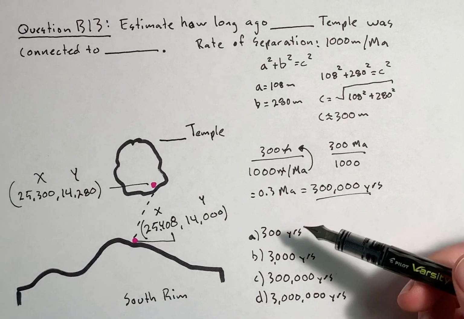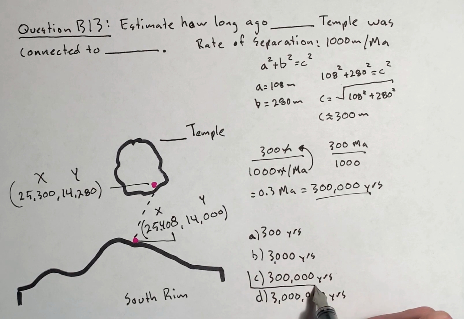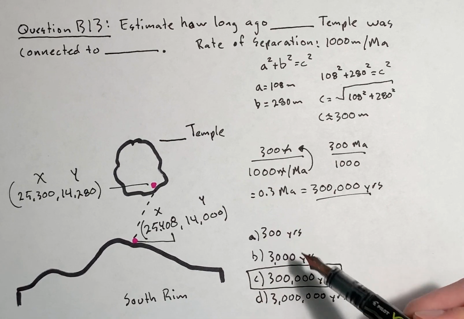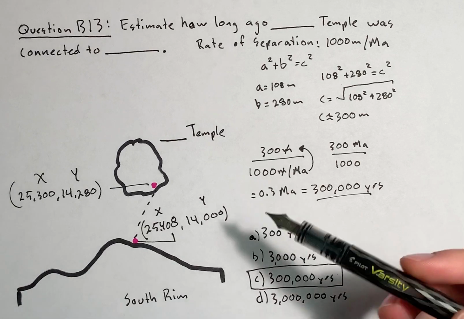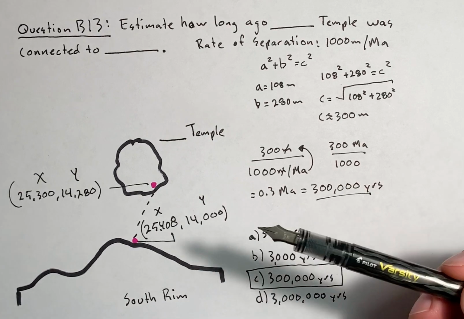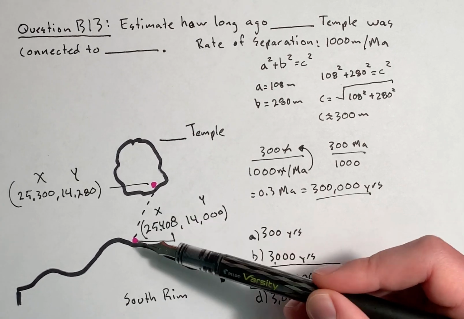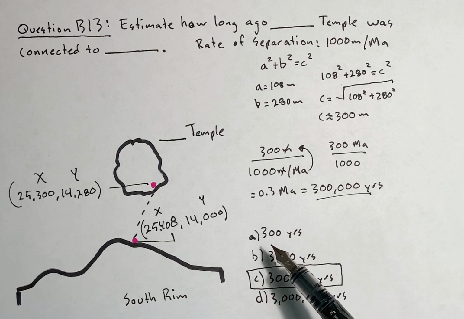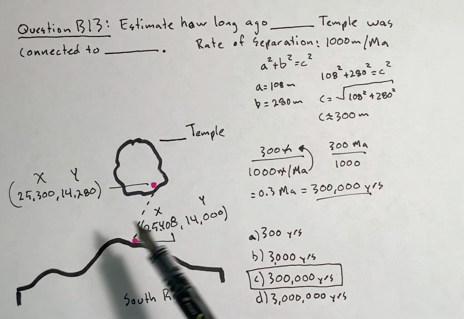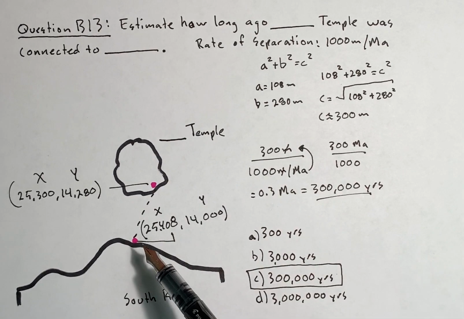And that's our answer. So from these, we know that our answer is C, 300,000 years. You should be able to see that our 300 years and our 3,000 years shouldn't really make sense in this context, because from what we've learned about the Grand Canyon, these sorts of landscape scale or really big changes take a very, very long time. So it wouldn't make sense that such a great distance of 300 meters would change in 300 years or even 3,000 years. 3 million years maybe, but not for this distance. So we went through and we did the math, and we determined that 300,000 years ago, our temple was connected to our south rim.